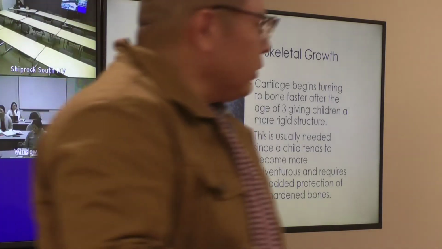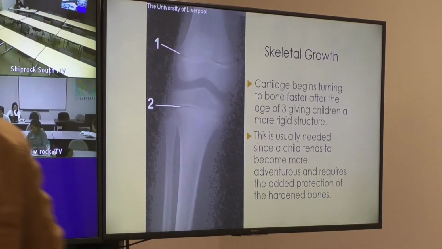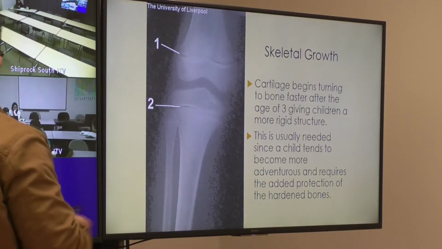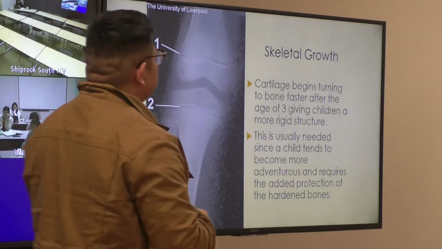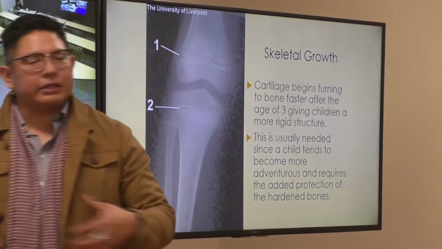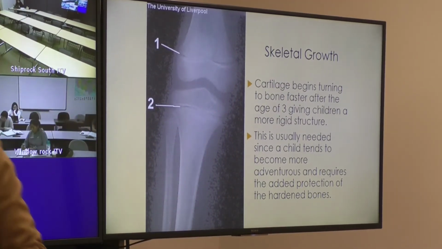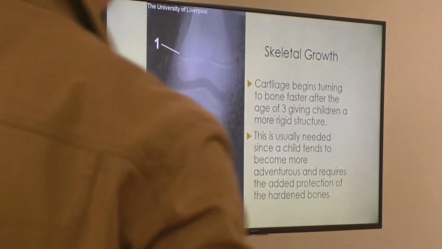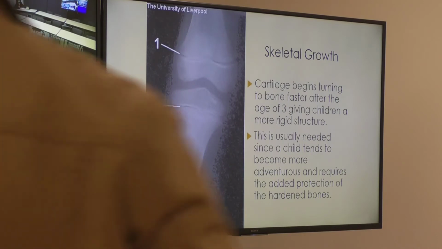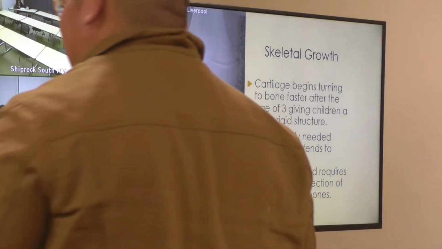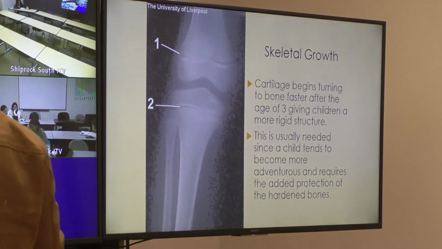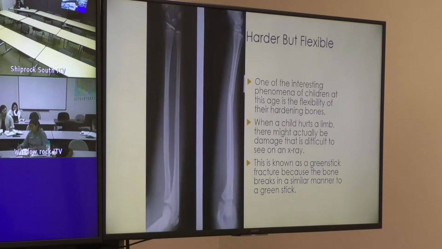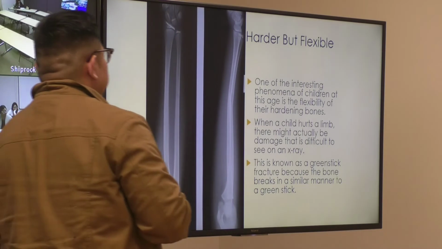So now looking at the outlook of skeletal growth. Cartilage begins to turn to bone faster after the age of 3, giving children a more rigid structure. Prior to that, the bone structure is still somewhat fragile, but it's still pretty elastic. This is usually needed since a child tends to become more adventurous and requires the added protection of the hardened bone structure. So now, harder but flexible. And that's the unique thing about the body.